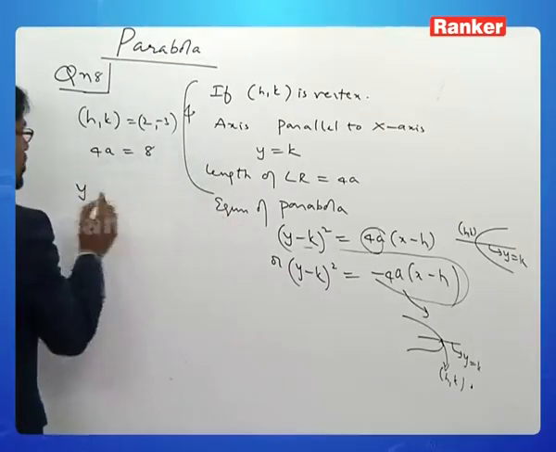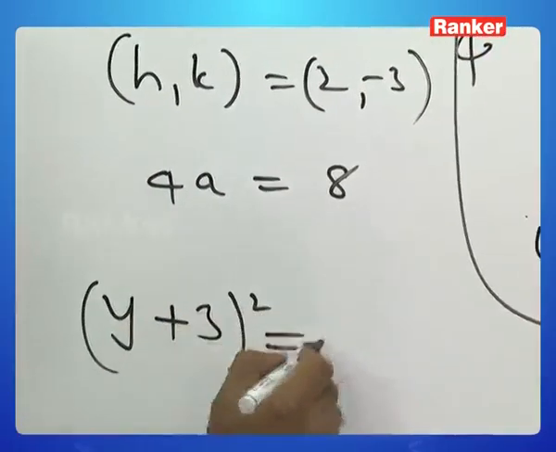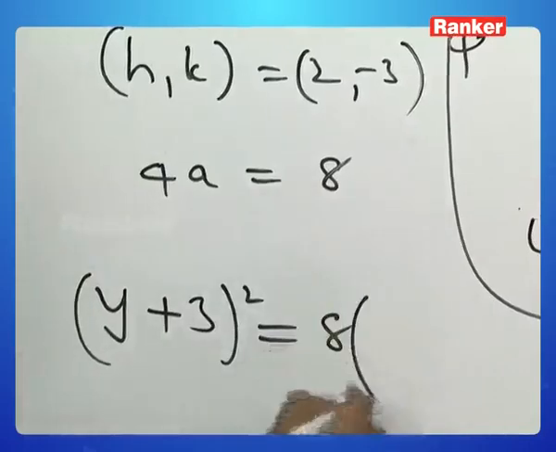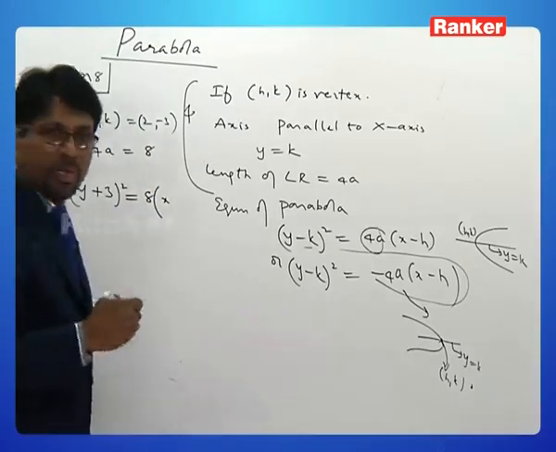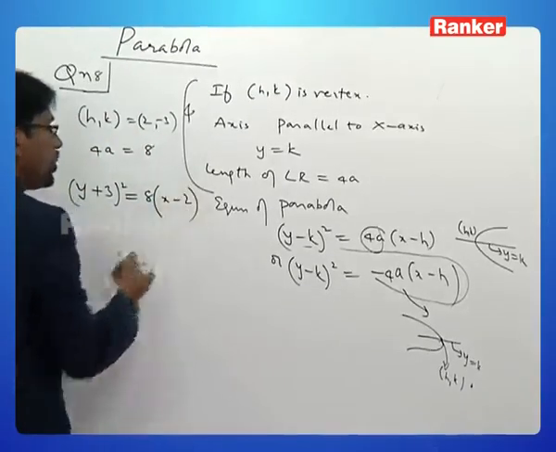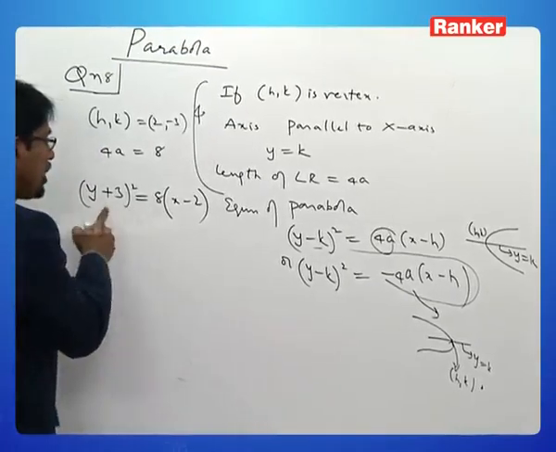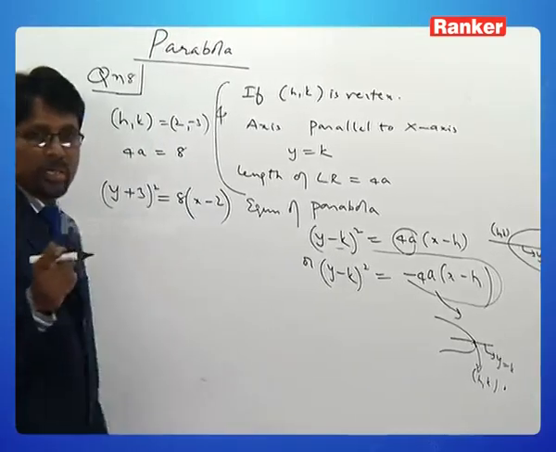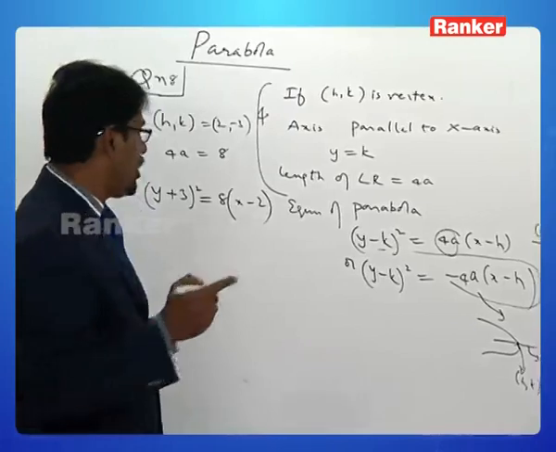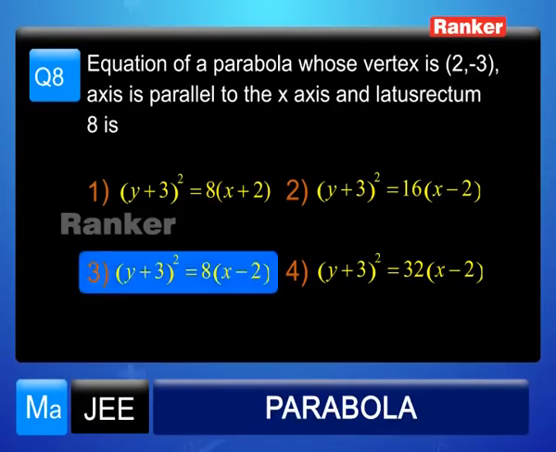y minus k whole square, that is y plus 3 whole square, is equal to the length of the latus rectum into x minus the x coordinate of the vertex. What is that? x minus 2. And that's clearly appearing. It could be this or minus of 8 into x minus 2, but none of the options are suggesting that. Okay. So we have to go by the options, and clearly option 3 is the right answer.